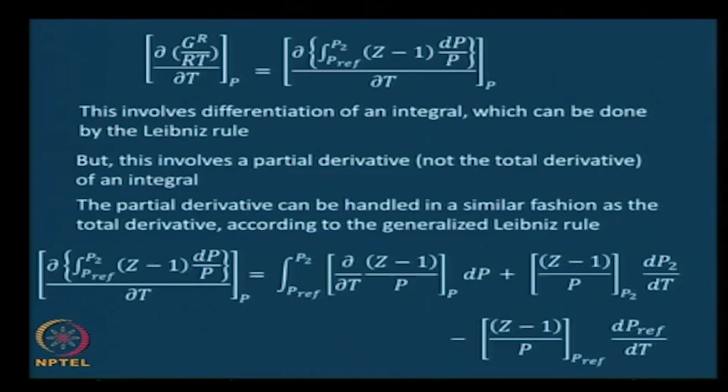Now take a look at this. This is fine, we will come back to this a little later. This is dP2/dT. P2 is a particular pressure value. Similarly, P reference is a particular pressure value, in this case it happens to be 0. Therefore, we are actually doing the differentiation of a constant, therefore these two terms go to 0, and so the second and third terms on the right hand side are actually 0.